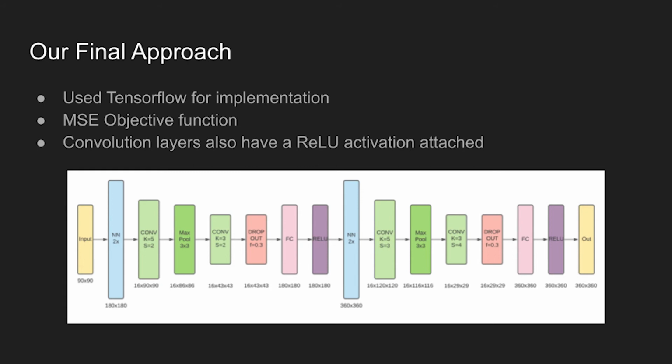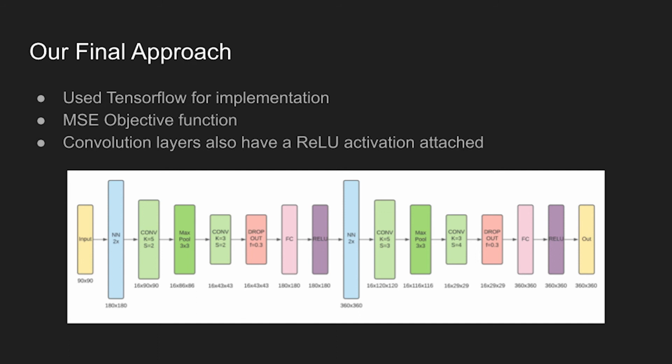From the input layer, we perform a nearest neighbor upscaling approach to upscale the image 2 times, which essentially results in an image twice the size with no additional details. We then attempt to extract some features using a convolution layer with 16 filters, a kernel size of 5, and a stride of 2. This is followed by max pooling in order to extract sharper details. We then perform another convolution with 16 filters, a kernel size of 3, and a stride of 2 to extract features from the sharp details.